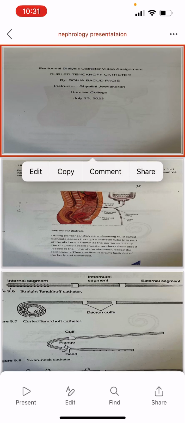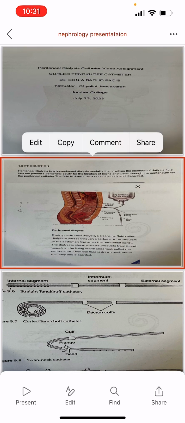I had to discuss the types of peritoneal dialysis catheter, but I have only chosen the curled Tenckhoff catheter. I had to give a brief introduction about peritoneal dialysis. Peritoneal dialysis is a home-based dialysis modality that involves the insertion of dialysis fluid into the patient's peritoneal cavity for the filtration of toxins and water through the peritoneum via the peritoneal catheter. The fluid is drawn back out of the body and discarded.